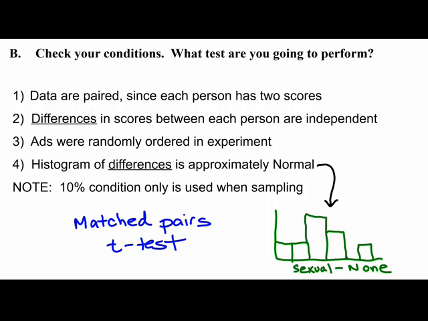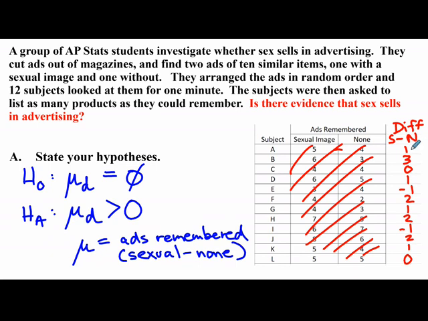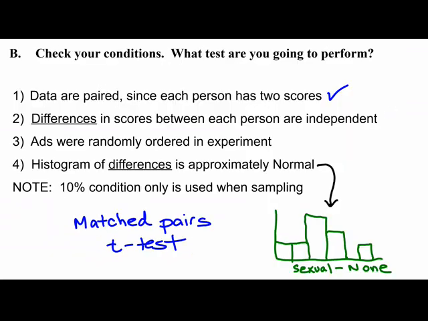Moving on to our conditions. We've got potentially 5 here. Some of these are going to look familiar, some are going to be new. The first one definitely is new, and we're talking about pairing our data, and we're doing that because each person has 2 scores. So it makes sense in this case to do that. The differences in those scores between each person are going to be independent. So what that means, coming back here, is this difference of 1 does not impact that difference of 3 or that difference of 0. Every person's a different person and remembers things differently, so the differences actually are independent, although the samples originally are not. Check. The ads were randomly ordered in the experiment, so that takes care of our randomization part.